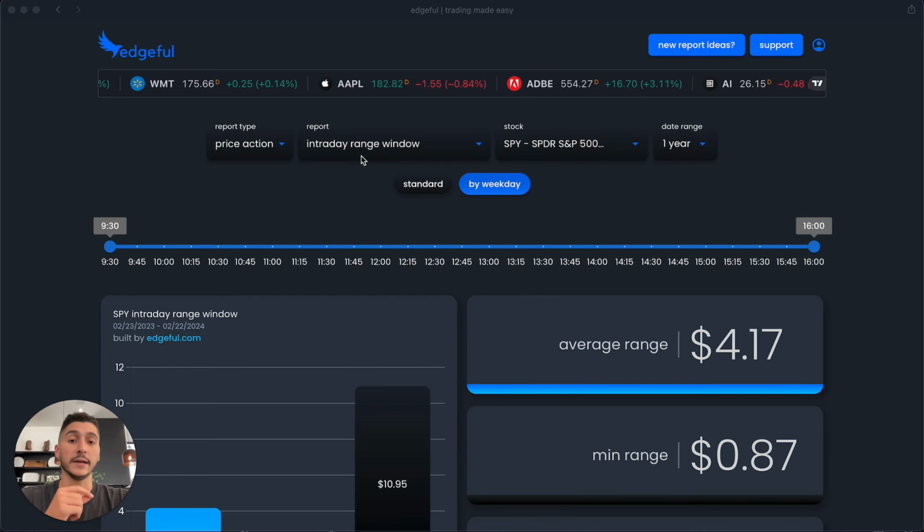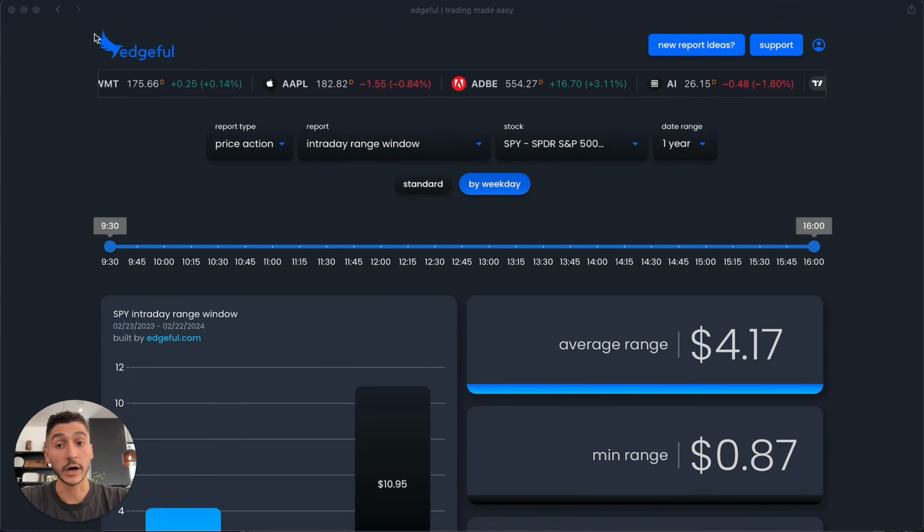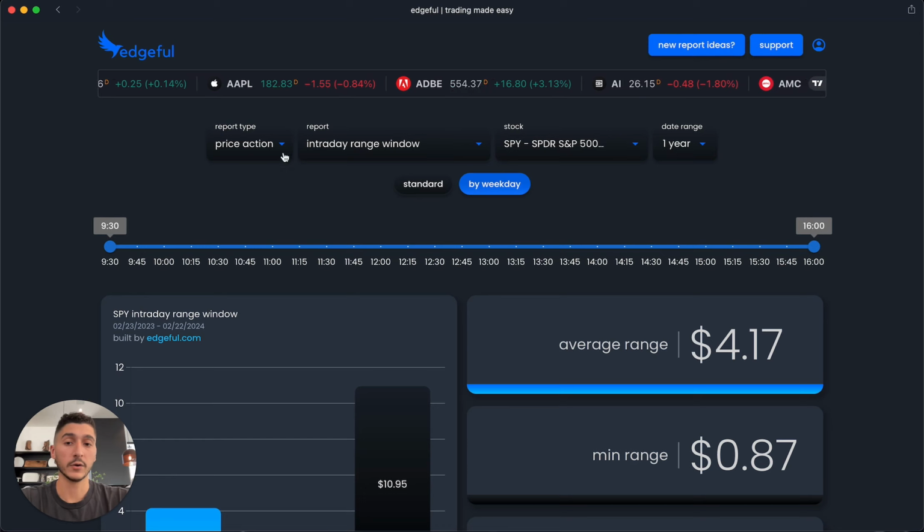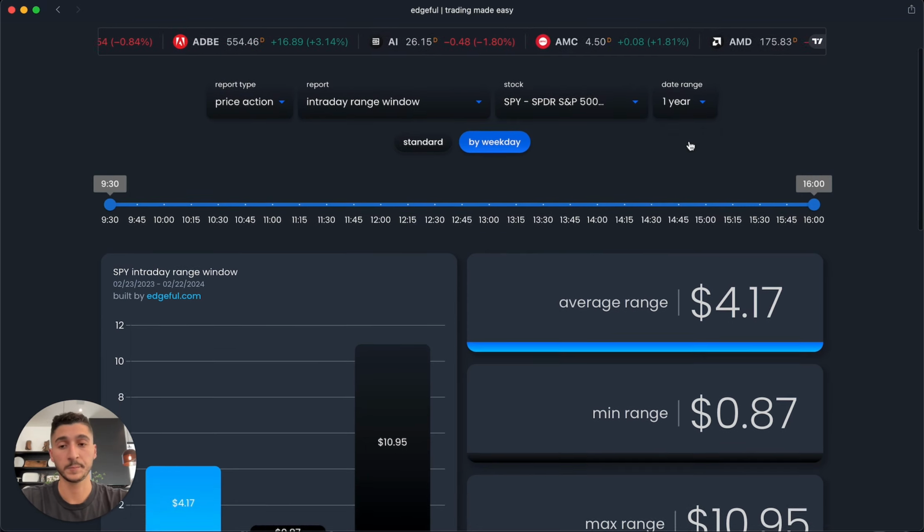I'm going to explain the intraday range window report on edgeful.com. So here we're looking at the price action report type. We're looking, obviously, at the intraday range window report. We're looking at SPY in the trailing 1 year.